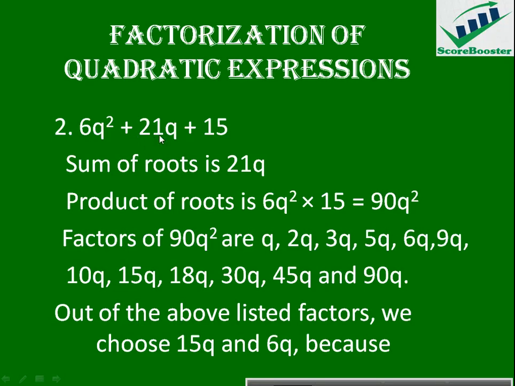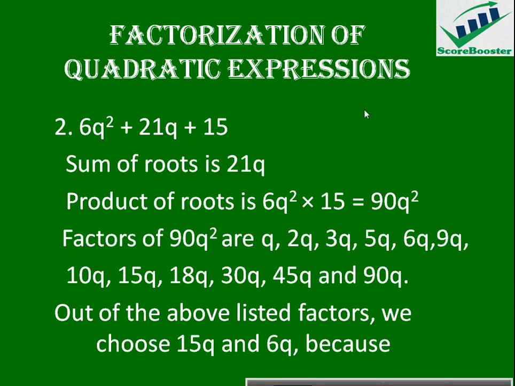Now, from the steps you take to factorize a quadratic expression, you find the sum of roots. The sum of roots is your middle term, here plus 21q. The product of roots is the product of the first and last term, which is 6q squared multiplied by 15, which is 90q squared. After that, you write down the factors of 90q squared. Like I explained, you first write down the factors of 90, which are 1, 2, 3, 5, 6, 9, 10, 15, 18, 30, 45, and 90 itself. And then you multiply each of those factors by your unknown variable, which is q.